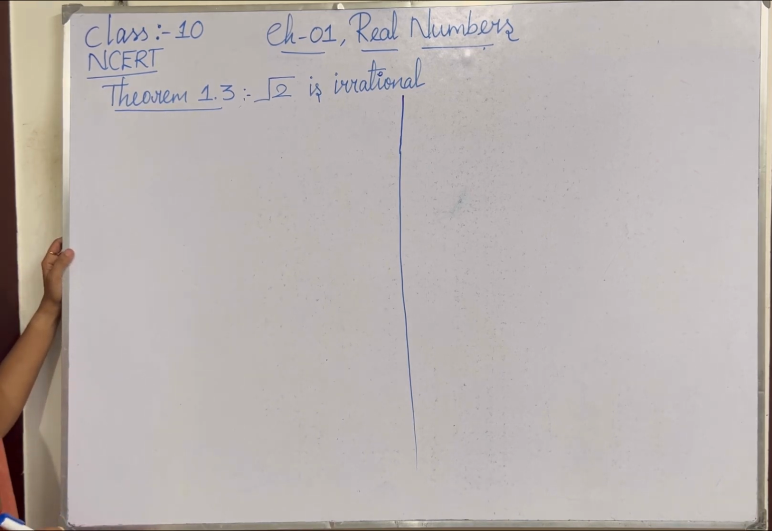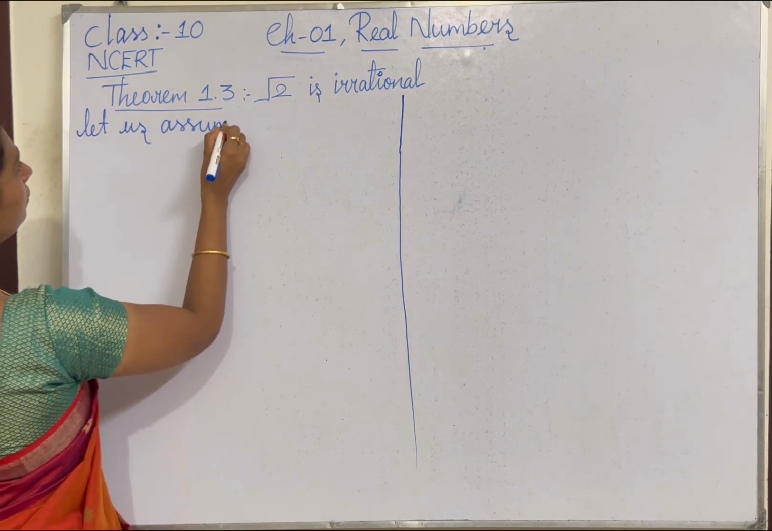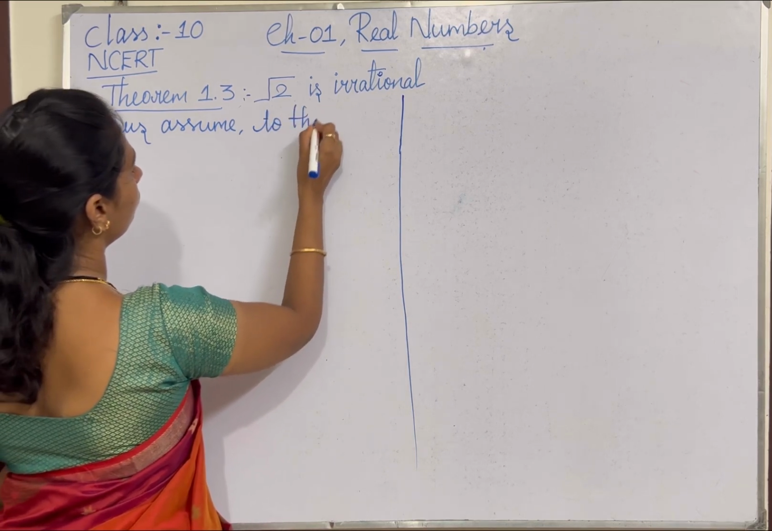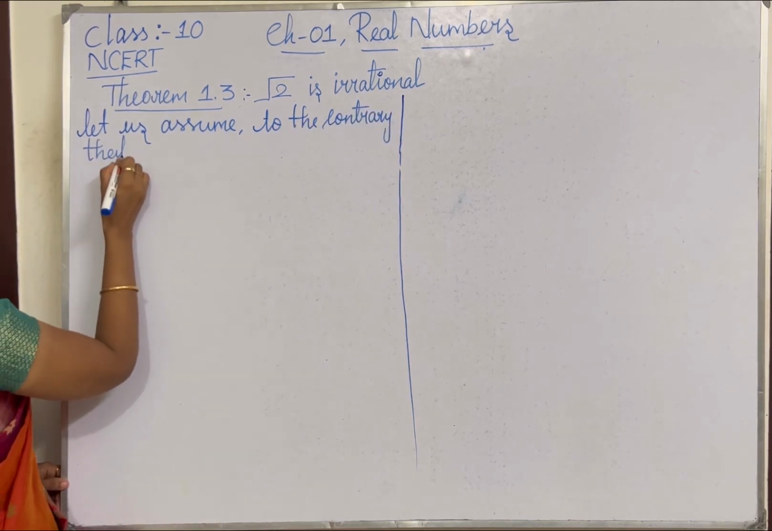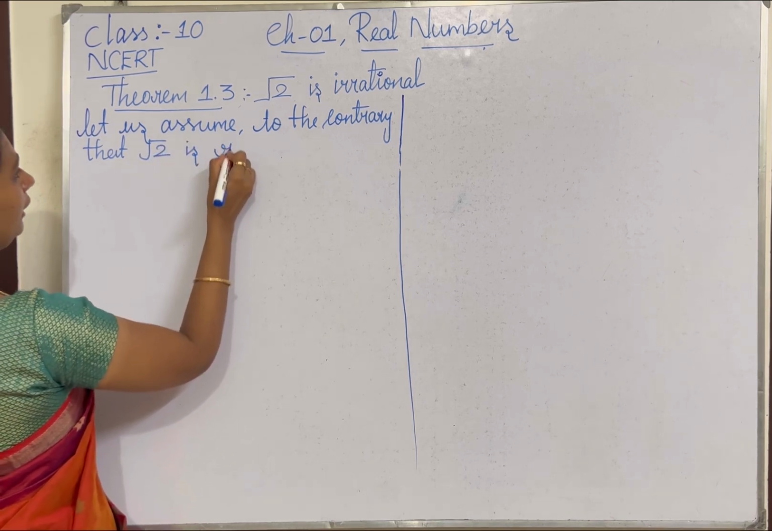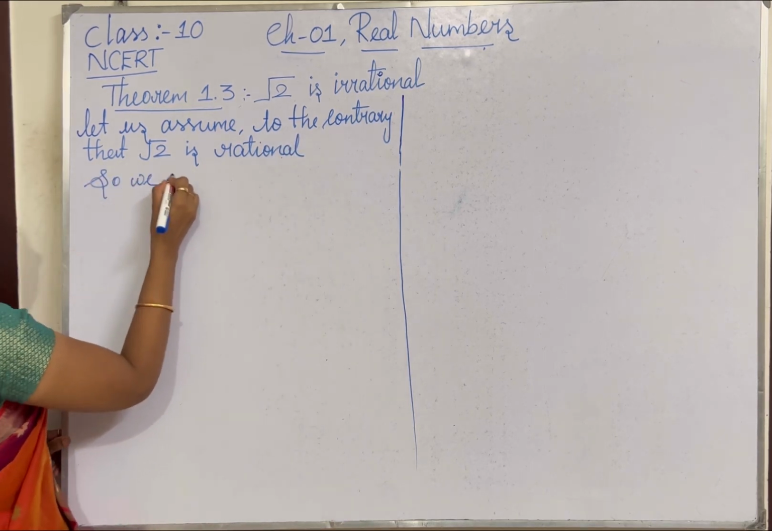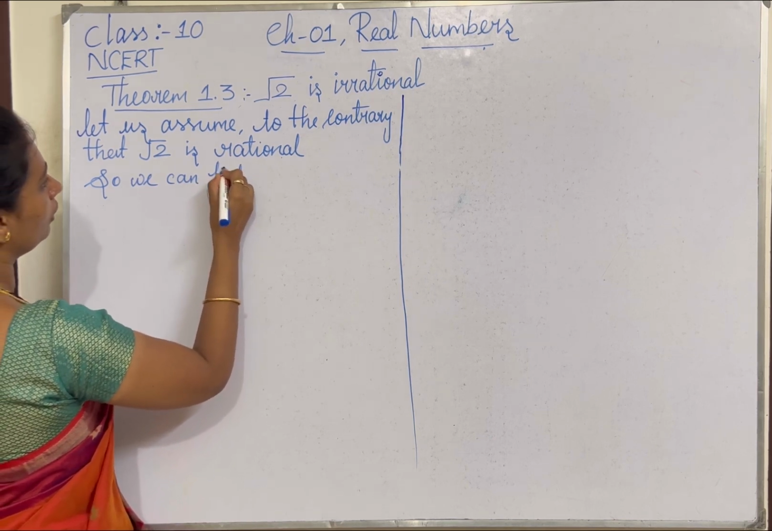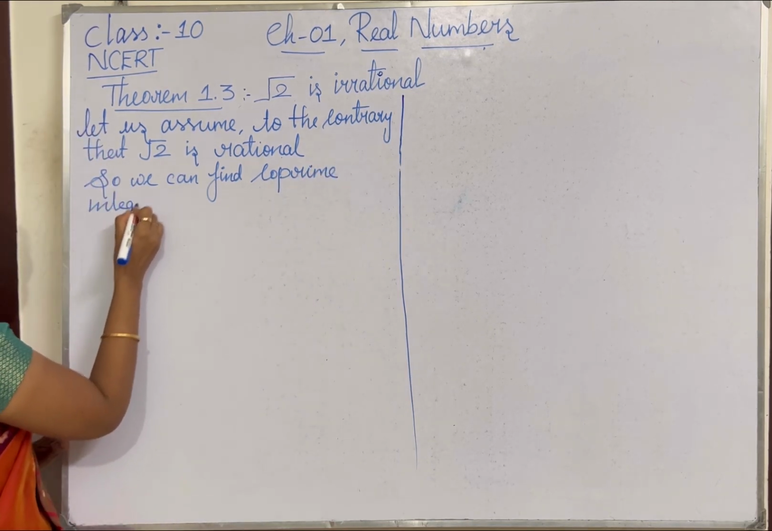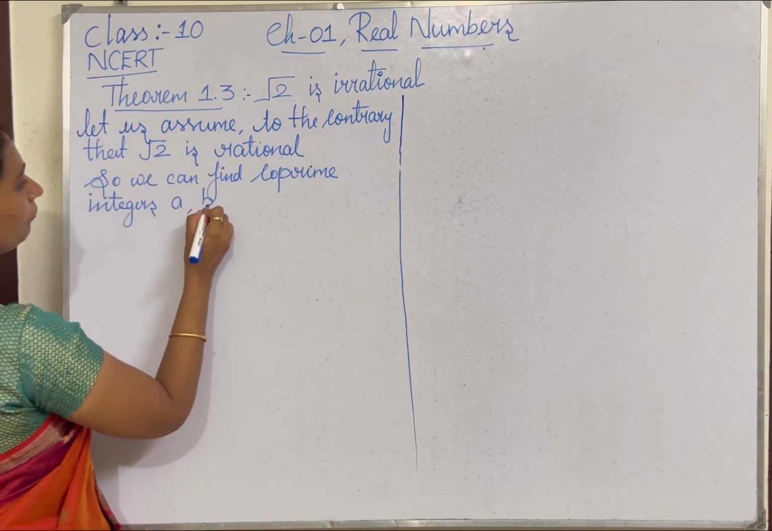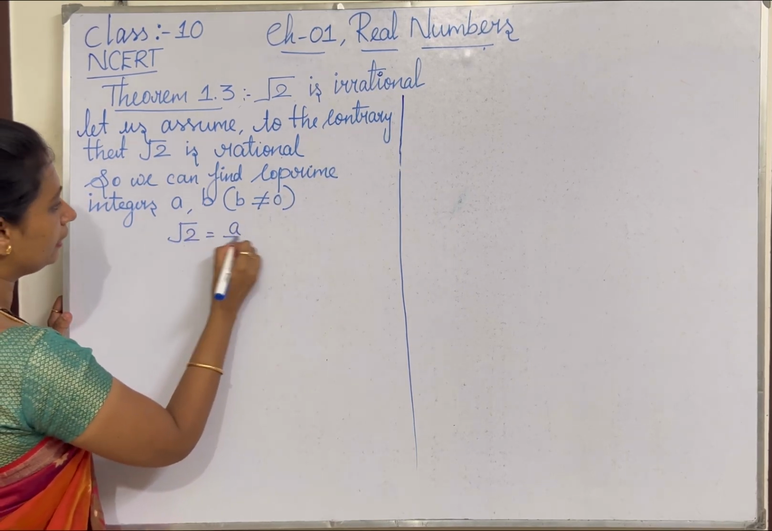We are going to prove this theorem by the method of contradiction. So, let us assume to the contrary that root 2 is rational. So, we can find co-prime integers a, b, where b not equal to 0. Root 2 can be expressed as a by b.